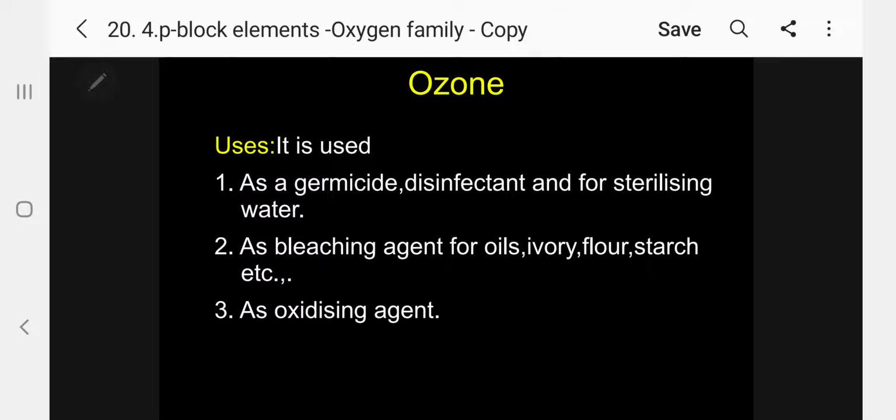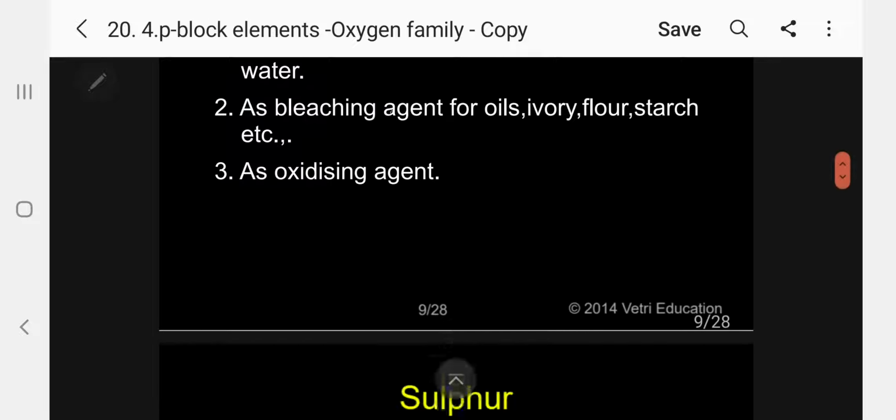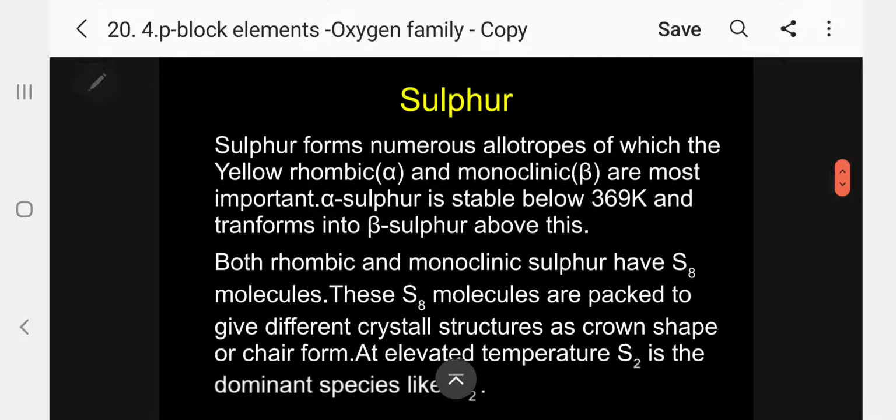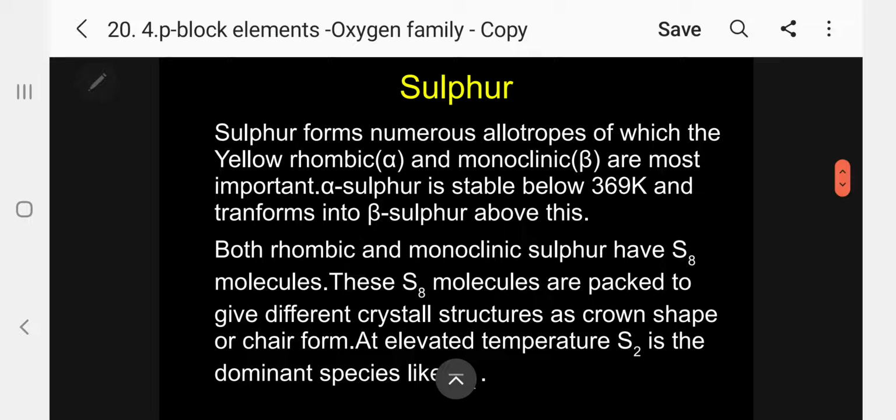Coming to uses, number 1, it is used as a germicide, disinfectant and for sterilizing water. Number 2, it is used as a bleaching agent for oils, ivory, flour, starch, etc. And also, it is a powerful oxidizing agent in the laboratory. Kindly follow.